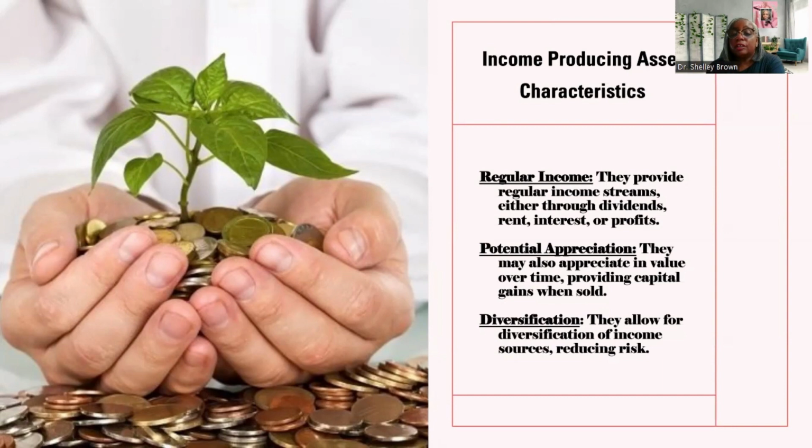Diversification, they allow for diversification of income sources, reducing risk. So if you have more than one of those income producing assets that we talked about, the examples, then that is what we would call diversification, which means that you don't have all of your money in one asset. You have money across the board in 2 or more assets. That's what we're talking about when we're talking about diversification of income sources.